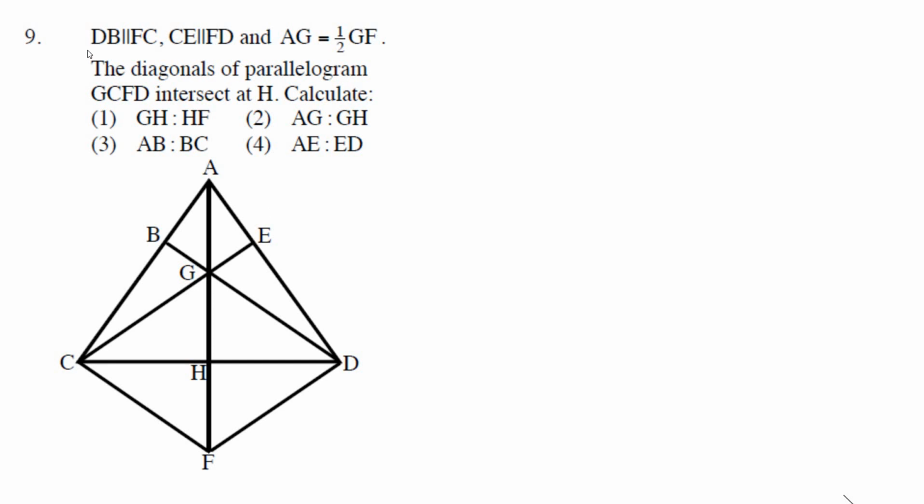Okay, the first thing here, read this up here. It says DB is parallel to FC and CE is parallel to FD. So put that in, BD and CF, CE and FD. So now you're looking at the picture. If they haven't put it in, you put it in. Now it tells us that AG is half as big as GF.